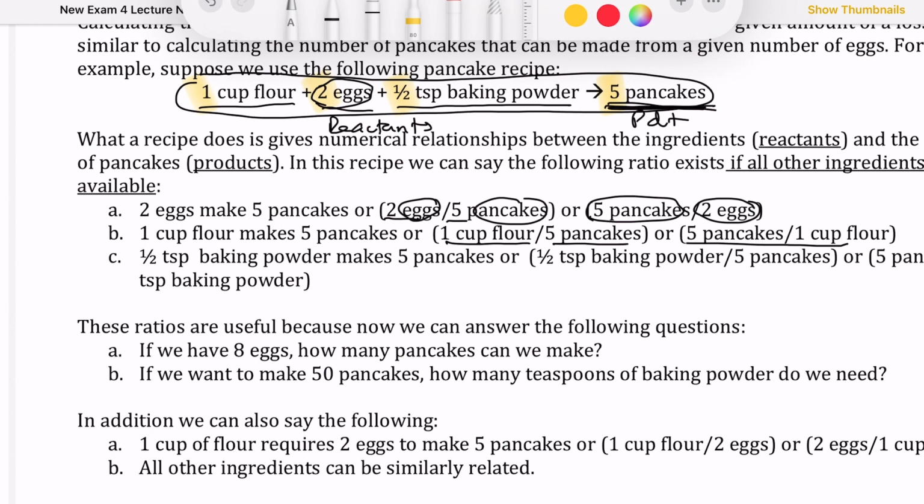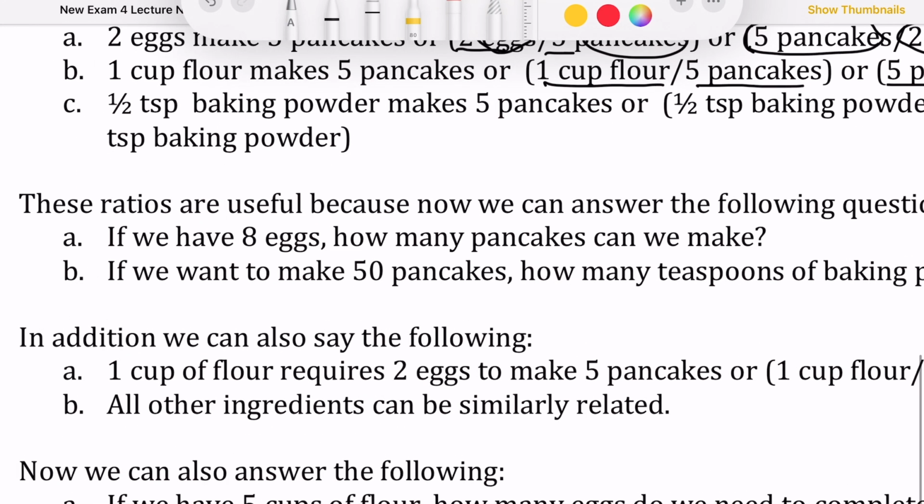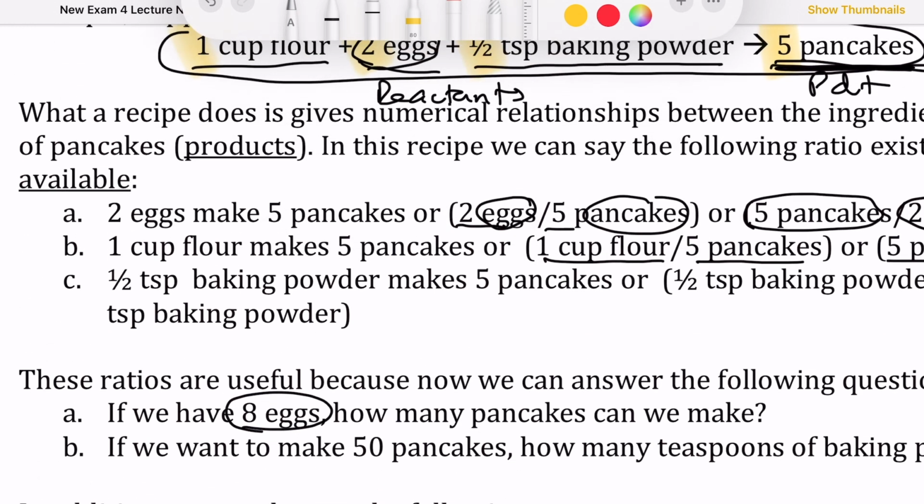Well, that allows us to answer some other questions. For example, let's say I go into my fridge and I see that I have 8 eggs and I have plenty of my flour and baking powder. How many pancakes can I make? Well, if I have 8 eggs and I can make 5 pancakes per 2 eggs, you can see how, using simple dimensional analysis, that will tell me that I can make 20 pancakes, right?